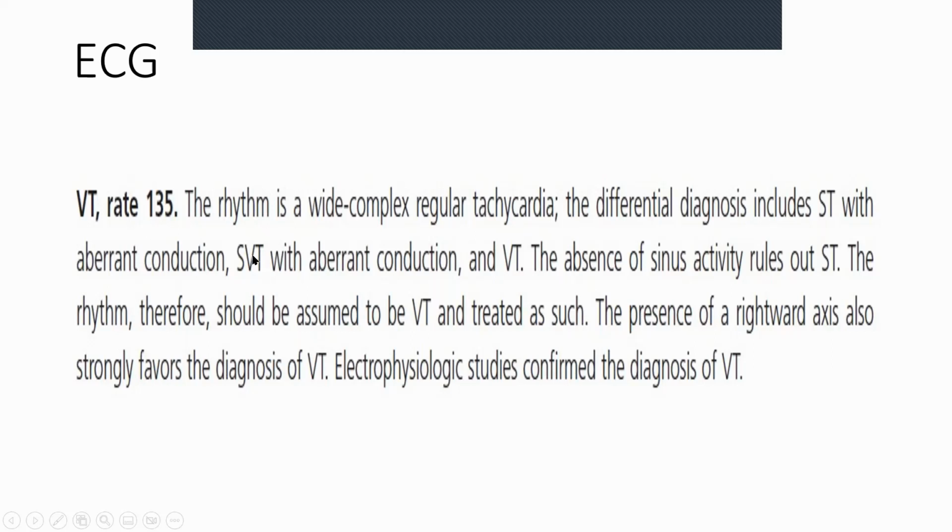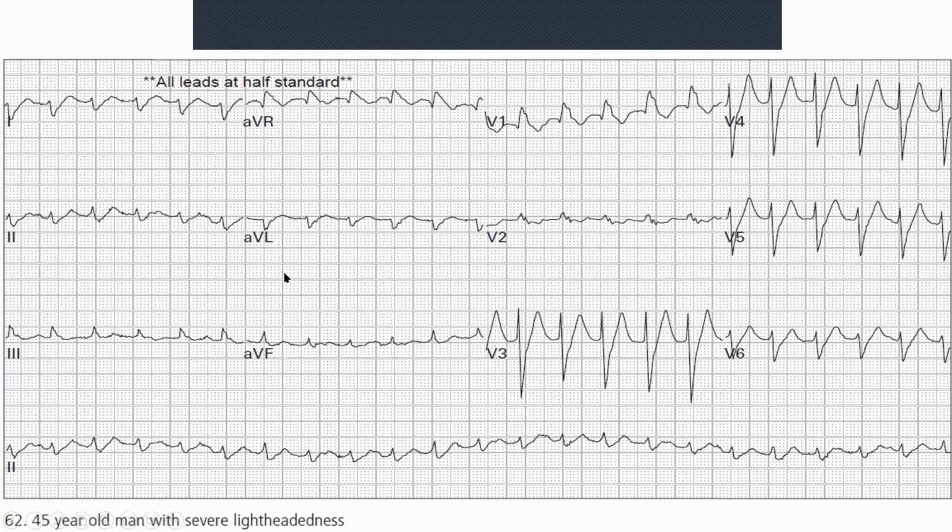Right. So why wouldn't we call this an SVT with aberrant conduction? Let's go back. There are a few things that would take us away from that. One of the first things is that generally with SVT with aberration, you tend to see more of an advanced block than what you're getting over here.